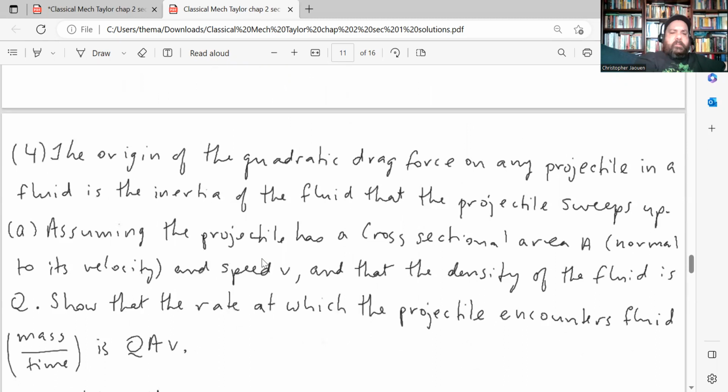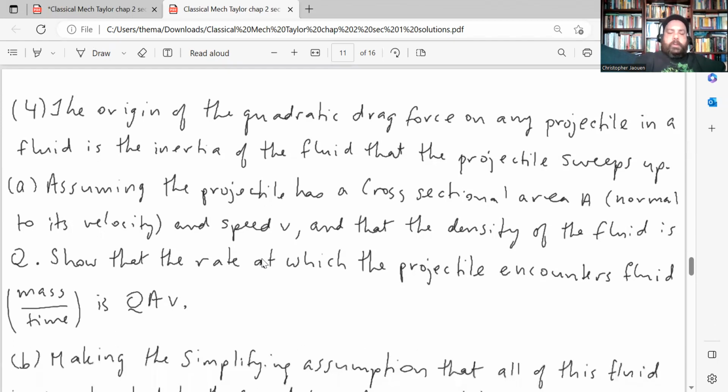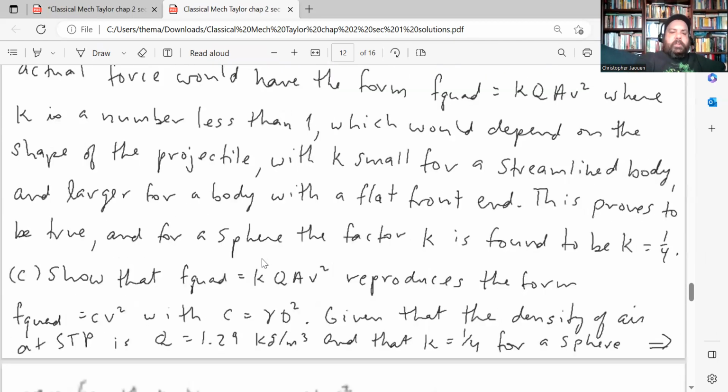And last problem here, question 4. The origin of the quadratic drag force on any projectile in a fluid is the inertia of the fluid that the projectile sweeps up. And I think there are 3 parts to this one. Part A says, assuming the projectile has a cross-sectional area A which is normal to its velocity, normal meaning perpendicular, and speed v, and that the density of the fluid is ρ, show that the rate at which the projectile encounters fluid, with the rate being mass over time, is ρAv. Let's do that first, and then we'll look at the other parts.